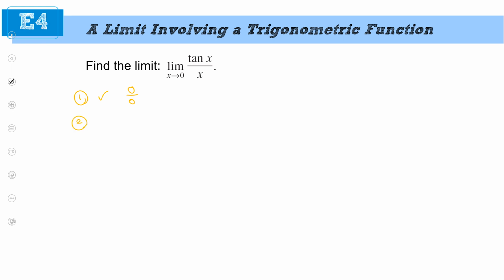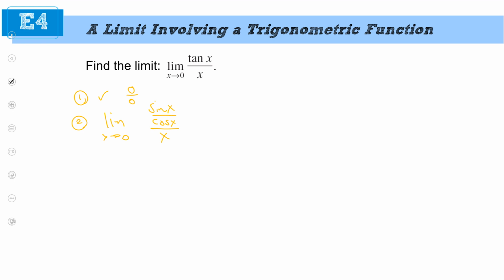Then you would do sine over cosine over x. Okay, hold on. The limit as x approaches 0 of sine of x over cosine of x over x. Ooh, fractions within fractions. Icky. Now what? Couldn't you do the limit of sine over cosine and then divide by the limit?